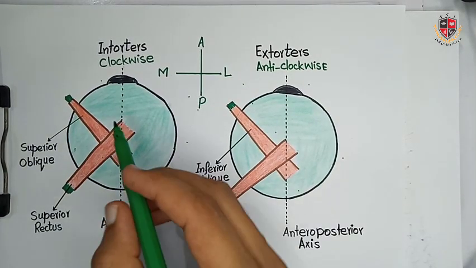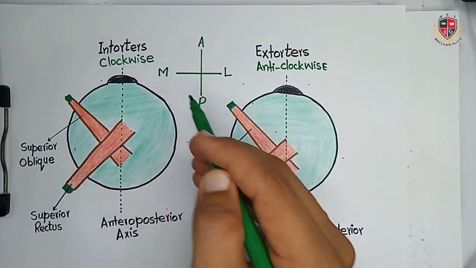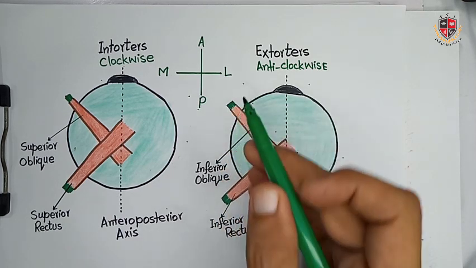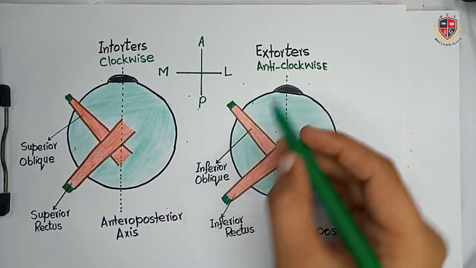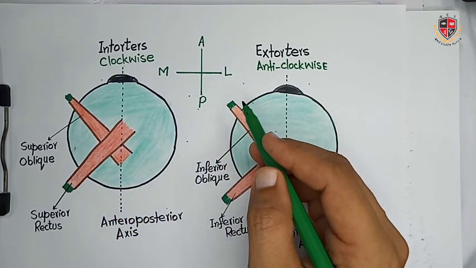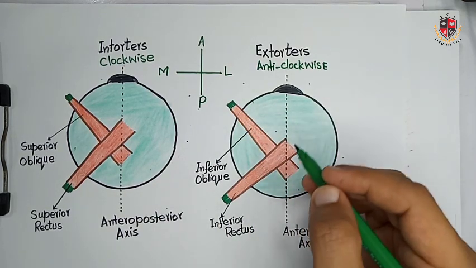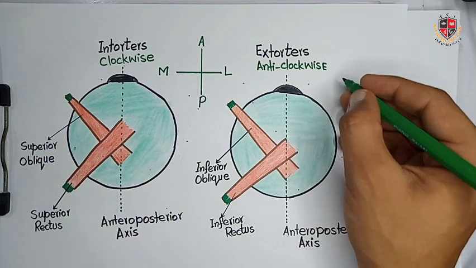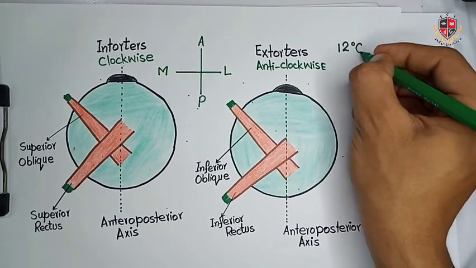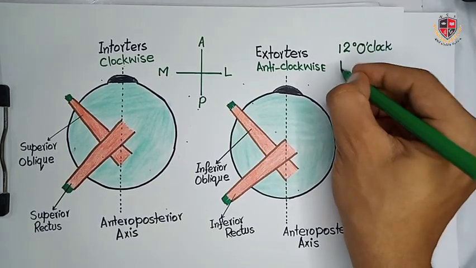The rotatory movements of the eyeball upward, downward, medially or laterally are defined in terms of the direction of movement of the center of the pupil. The torsions, extorsions or intorsions are defined in terms of the direction of movement of the upper margin of the pupil at the 12 o'clock position.